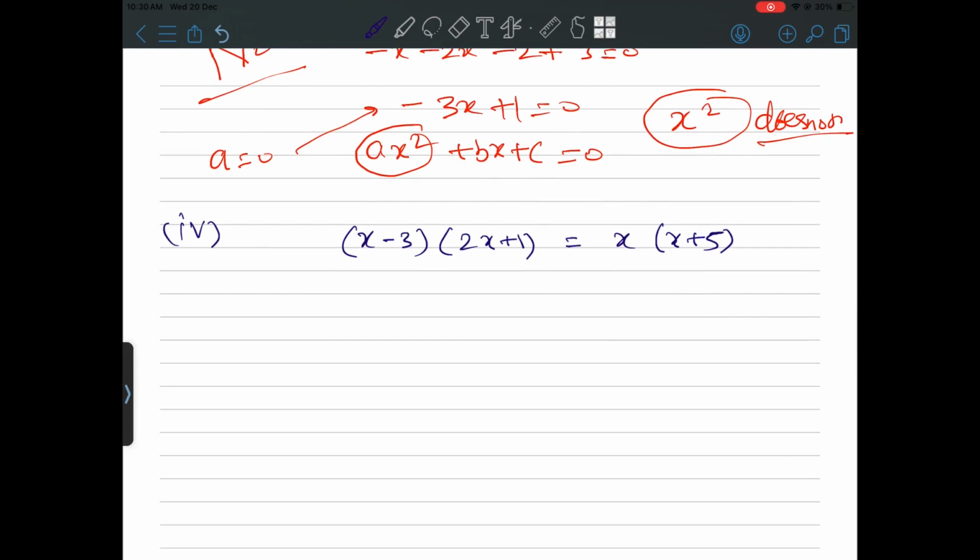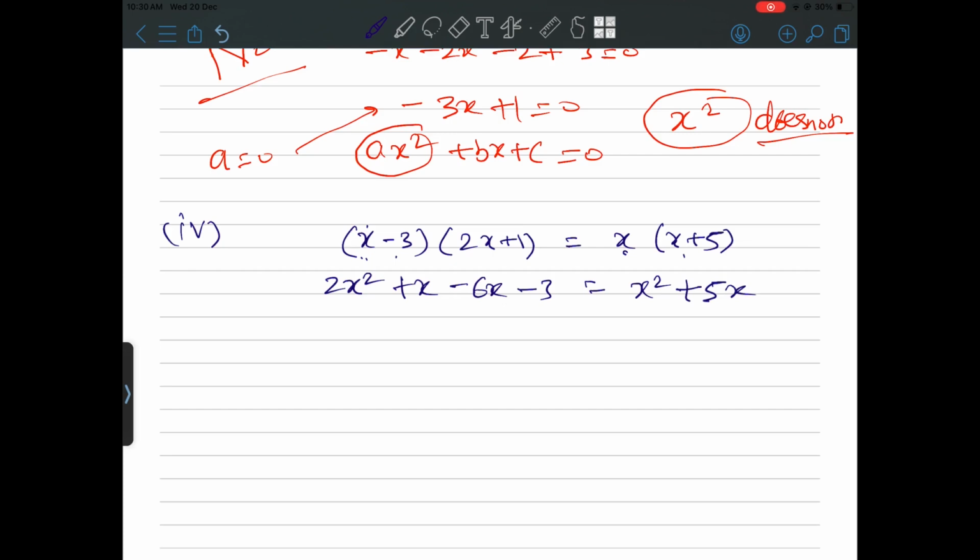So again, we multiply this x in the whole equation. So x into 2x becomes 2x square. Then x into 1 becomes x, minus 3 into 2x becomes minus 6x, and then minus 3. Similarly, you multiply by x in this equation. So x into x becomes x square, open the bracket, then plus 5x, right?